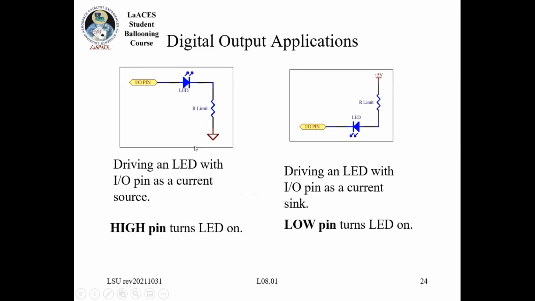So some real simple examples of this, like I said: I can put an LED and then a current limiting resistor. In this case, if I have the IO pin acting as a source, high will turn the LED on, low will turn it off. But I could easily set it up this way, which would give me the opposite behavior. Turning the IO pin to low turns the LED on, turning the IO pin to high turns the LED off.